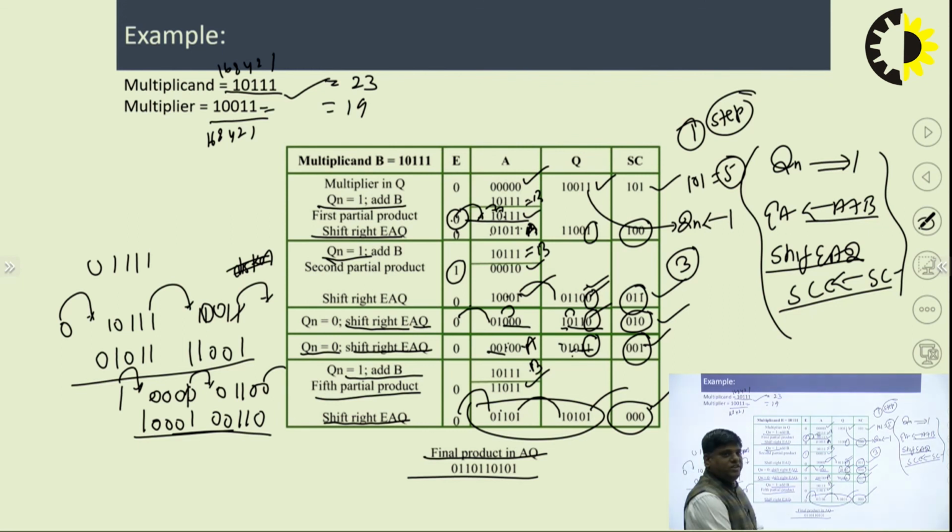To conclude, what is the value? I think the answer is computed, and for better understanding, in the next class we will take another example for more explanation of this algorithm. Thank you.